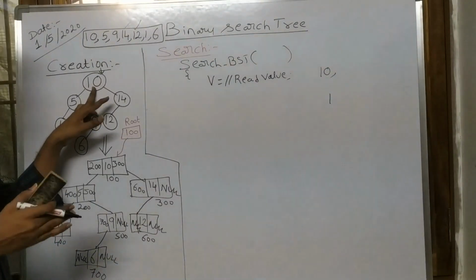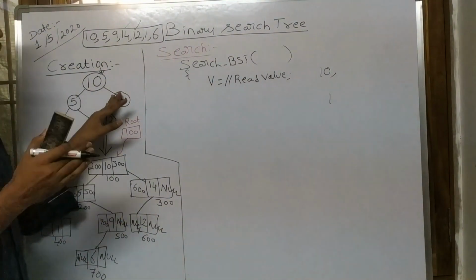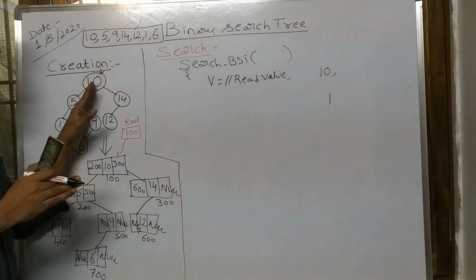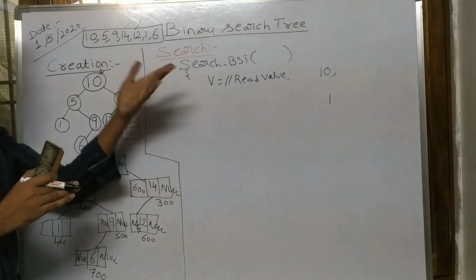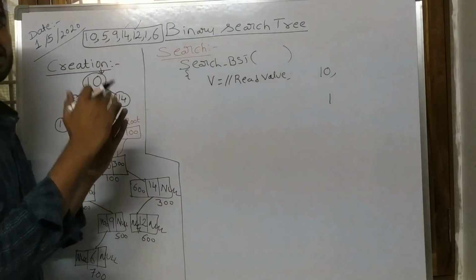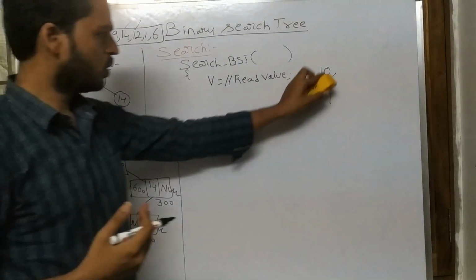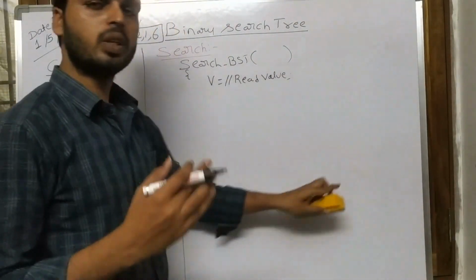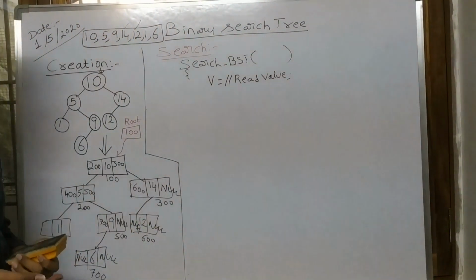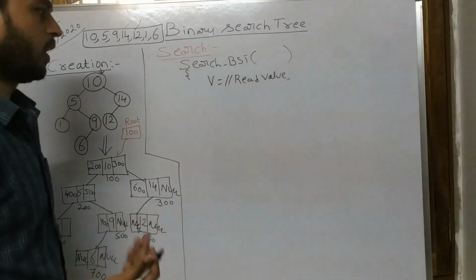We need to decide whether I want to go to the left side or to the right side. I will write the logic for that. If the root's data is less than so and so, I will go for the left side. If it is the other way, I will go for the right side. This process you need to repeat continuously. Whenever you are going to do some process continuously, you need to take a while loop. When you get an unknown number of iterations, you need to take a while loop.